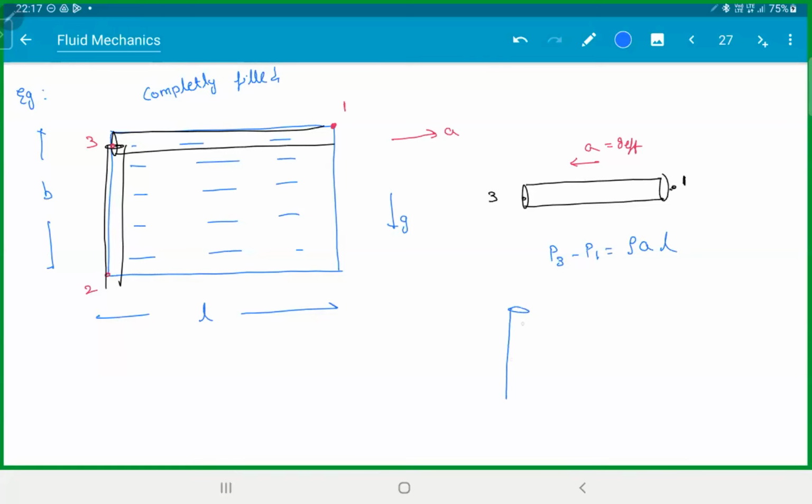Now when you take the vertical cylinder, this is 3 and this is 2, the gravity is g. P2 minus P3 will be rho b g. So basically, this is how you are traveling: from 1 to 3 and from 3 to 2. When you don't know the exact directions and angles, you can travel like this, along the acceleration and downward along g. Now add them. P3 will cancel. P2 minus P1 will be rho aL plus rho bg.